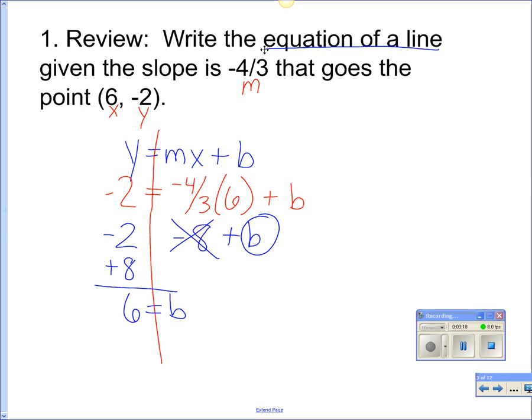All right. Daniel, help me write my final answer. You're going to have to plug in for your M and your B. Good. So M is right there, -4/3. That's where that came from. And the B came from down here. It's 6. So B is 6. Okay. Raise your hand if you have a question on number 1. Okay. All right. Number 2.